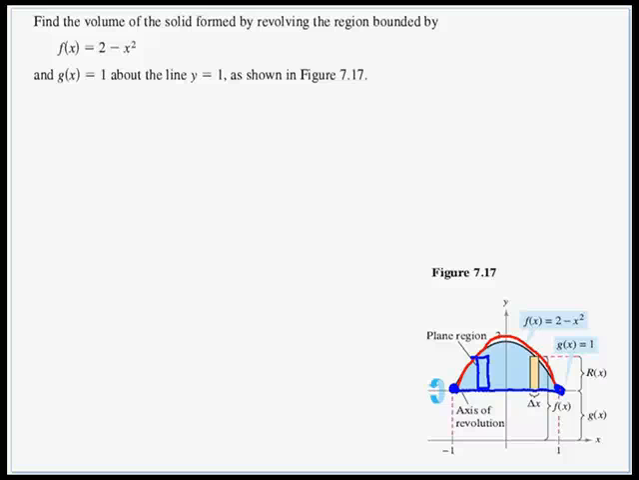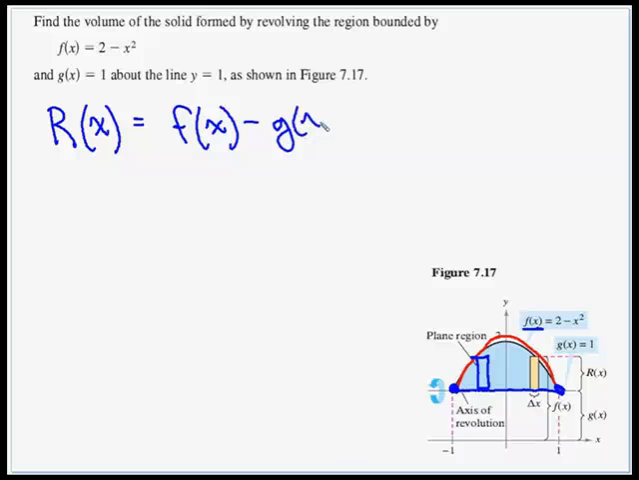So, what is our radius? Remember, our radius is capital R of x. And again, think back to the last section. How would we find the area under the curve? Well, it's going to be the upper function, and in this case, that's f of x, minus the lower function, which is just a horizontal line, g of x.